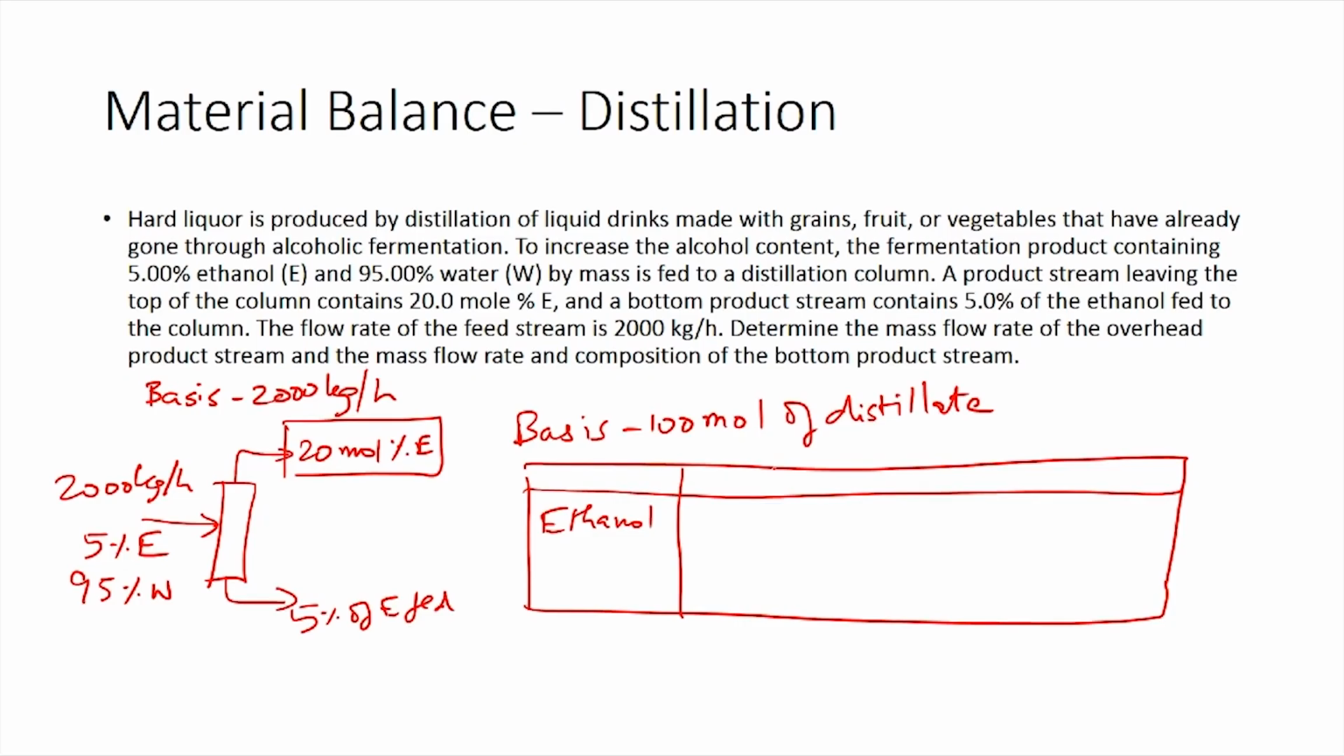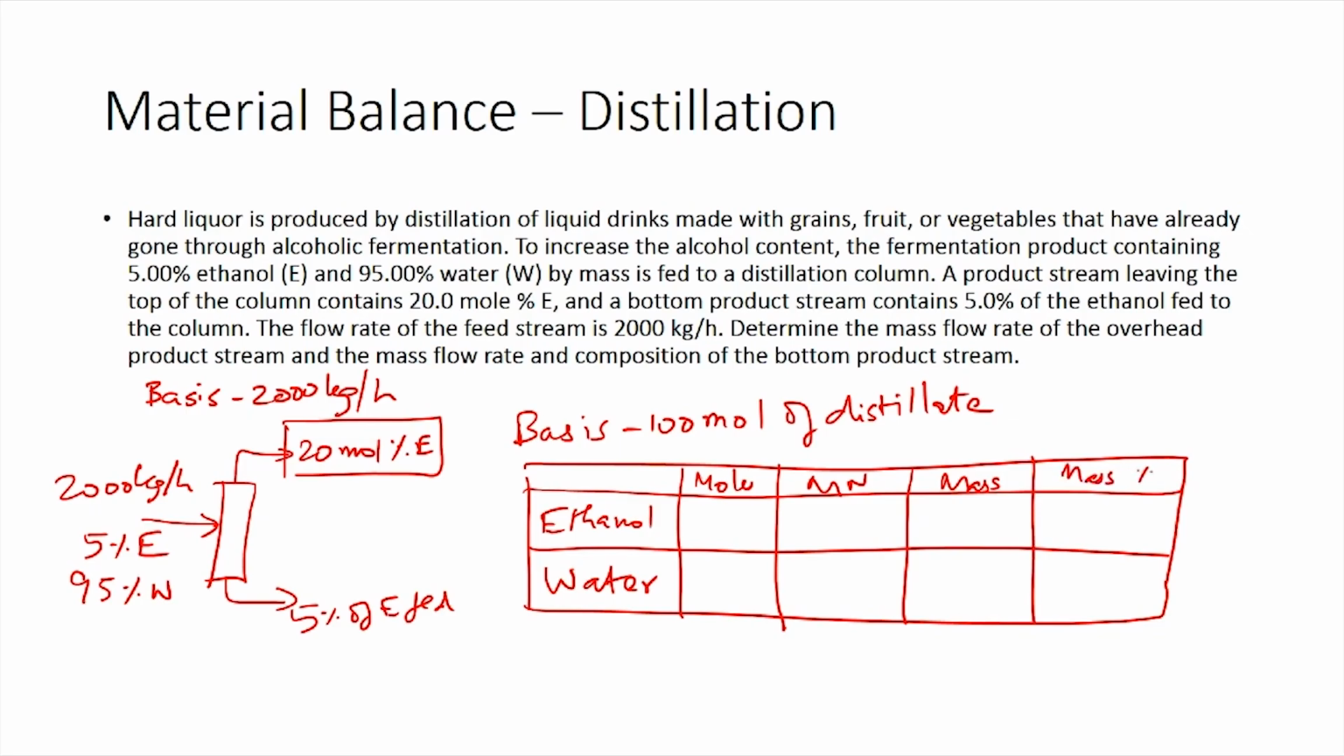So the table would contain the components which are ethanol and water, and you would have to write down the number of moles of each, the molecular weight of these streams and the mass of these components, and finally you will be able to calculate the mass percentage. So the moles have been given as 20 mole percent and 80 mole percent for ethanol and water. Assuming the basis of 100 moles of distillate, we know that 20 moles of ethanol and 80 moles of water would be present in this 100 mole distillate.